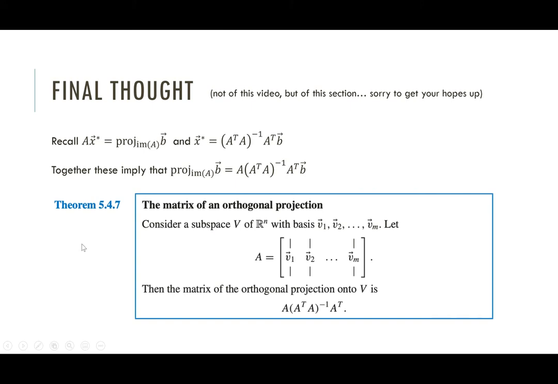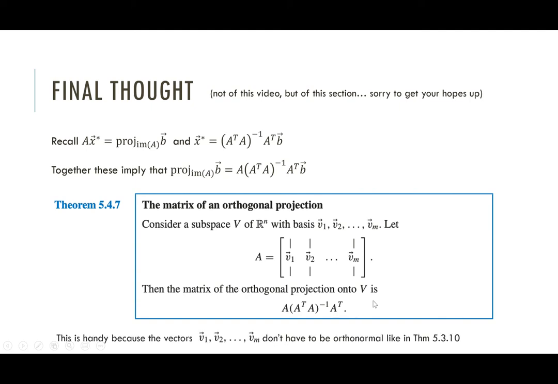And so we have a new way to calculate the matrix of orthogonal projection. If you have some subspace with basis V1 to Vm, make the columns of A the basis vectors. Then the matrix of orthogonal projection onto V is just this kind of mess of a sequence of matrices here. But that's okay. You're never calculating this by hand. Computers are doing it for you.